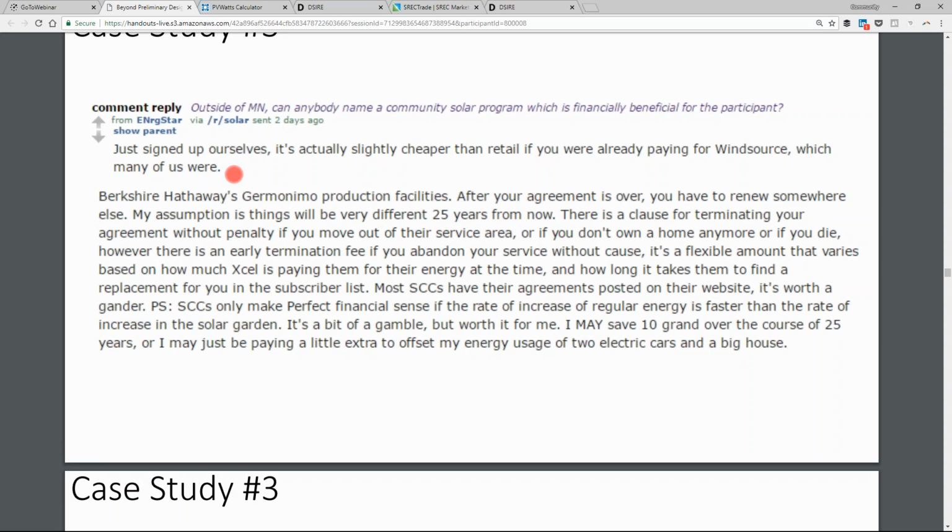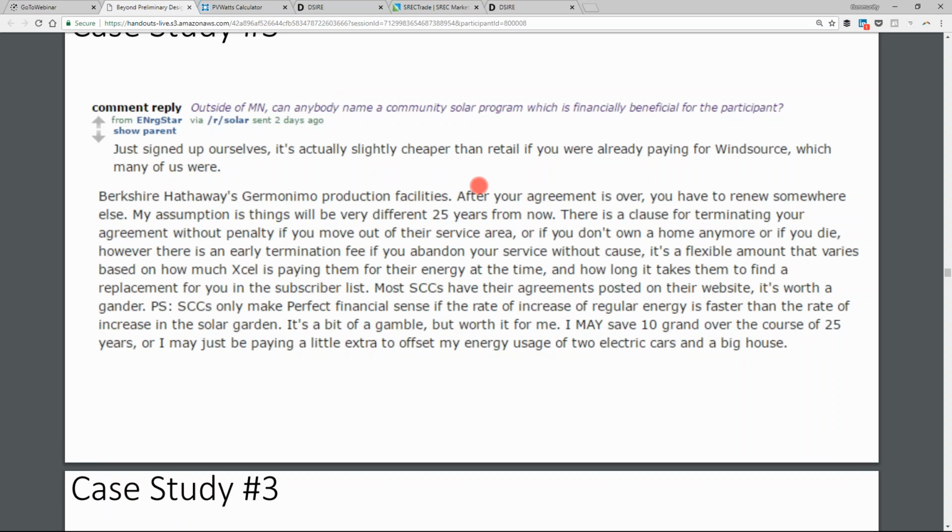So there's going to be some customers out there, I'd say most customers, who sign up for your community solar program and it's actually raising their electric bill, although some customers might say it's not because they're already used to paying for that premium.